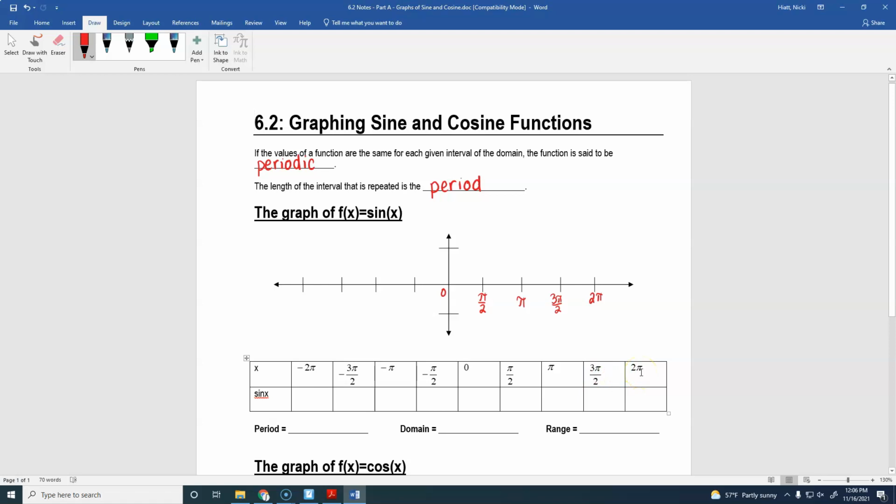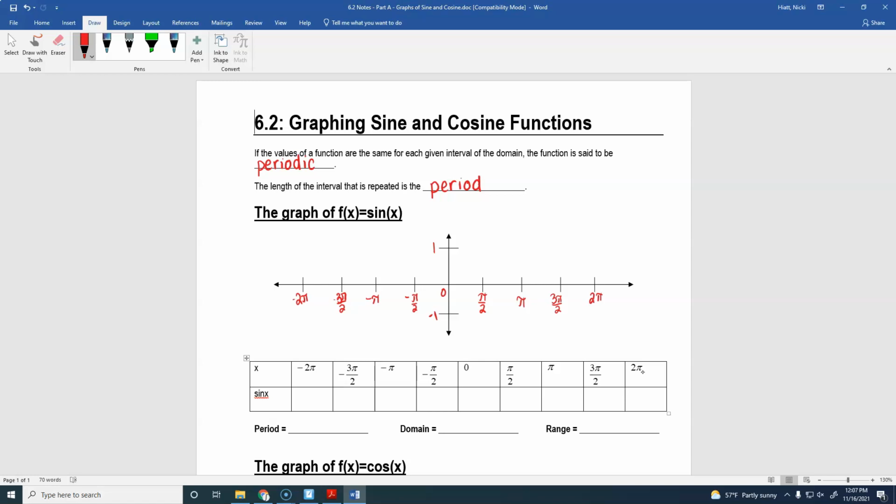When you see it written like that, it seems like crazy numbers, but this is pi over 2, 2 pi over 2, 3 pi over 2, 4 pi over 2, right? It's just going by increments of pi over 2. And you'll also have negative pi over 2, negative pi, negative 3 pi over 2, and negative 2 pi over here. And we're going to put a 1 right here, and negative 1 right here on the y-axis.